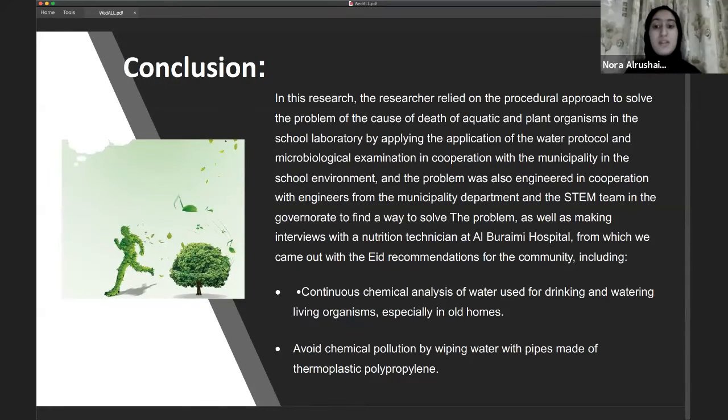Solution: we depend on the procedural approach to solve the main research question. At the end, we came up with various recommendations as follows. First, try chemical analysis for drinking water. Second, avoid using metal pipes.